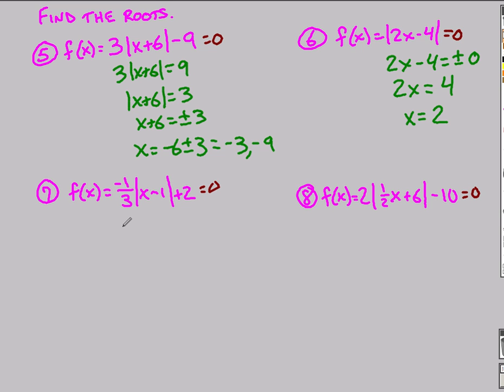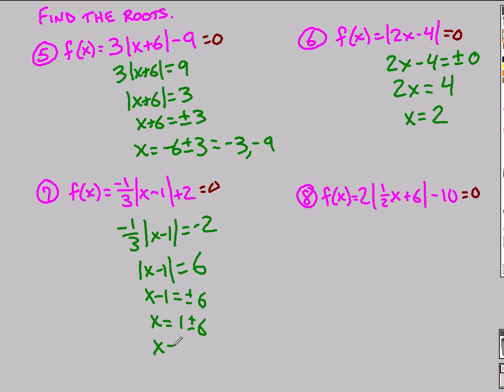For number 7, subtract 2 from both sides to start. So I'll be now having equal negative 2 on the right. To get rid of the negative 1/3, I need to multiply by a negative 3 on both sides. So that means I'll have positive 6 now on the right. Get rid of my absolute value. And then I'll have to add 1 to that. So 1 plus 6 or 1 minus 6. So my answers will be 7 if I add, negative 5 if I subtract.